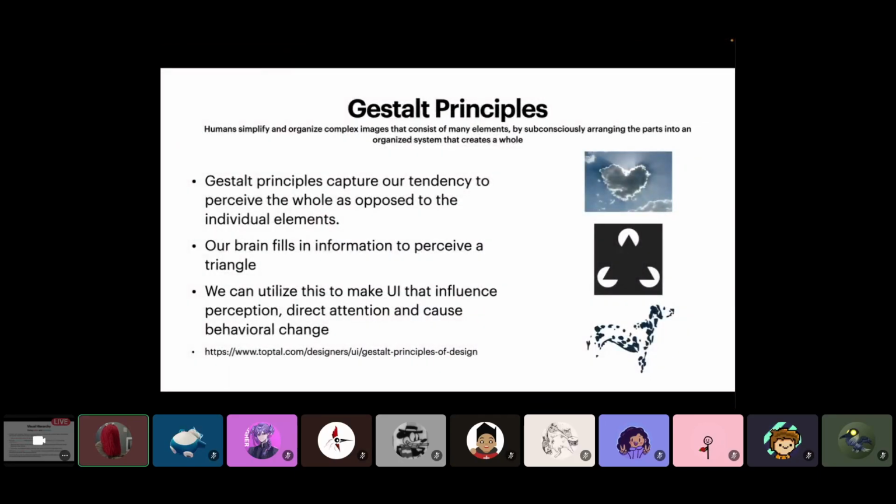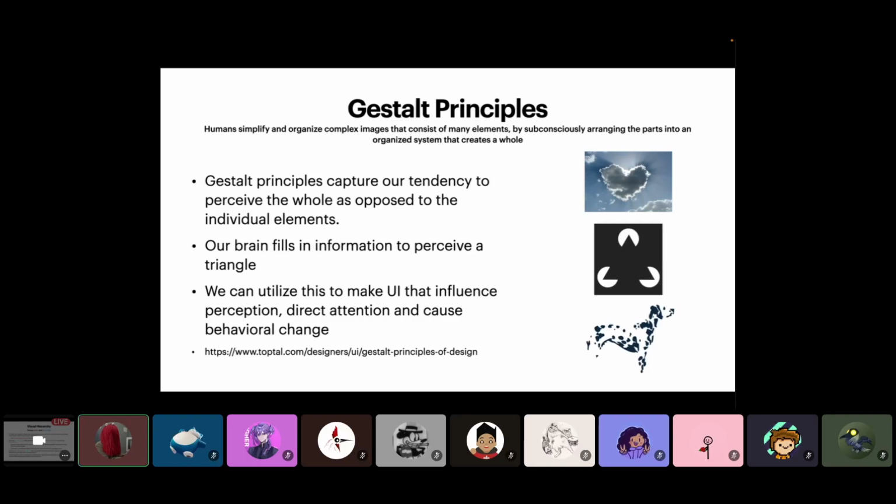But when you look in the sky and you see clouds and you see shapes, that's pretty much the Gestalt principle in action, because humans like to connect the dots and automatically form images. You can see on the image on the right with the triangle, it's not really a triangle, it's more like three Pac-Mans facing each other, but it creates the illusion that it is a triangle.